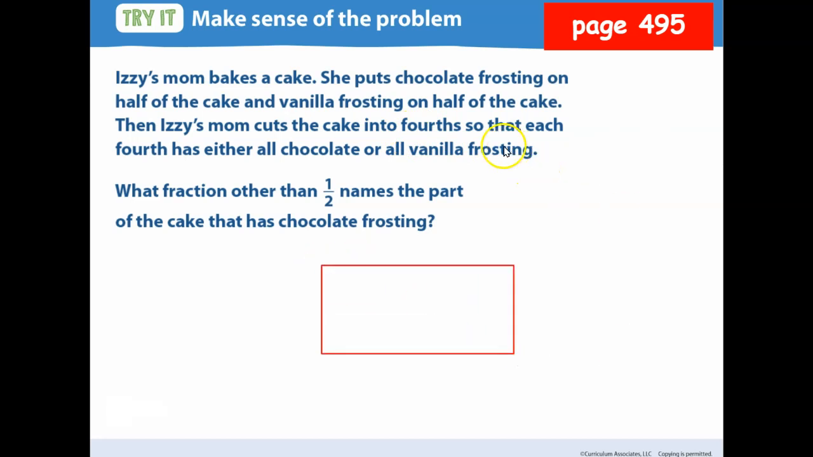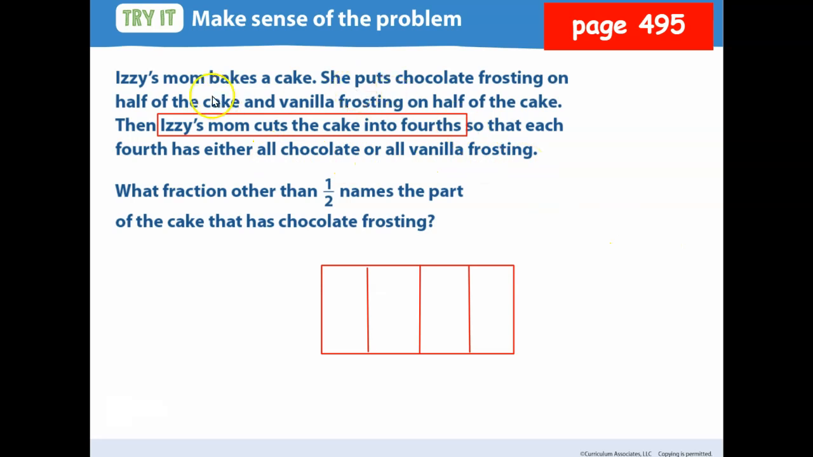okay, first I need to cut it into what? What does it say? Look, I just read it. It says Izzy's mom cuts the cake into what? Fourths. So how many pieces am I going to need? 4 of them. Just cut it down the middle. And then cut it down the middle again on each one of those. When it says fourths, that means I have 4 sections. Okay. So each fourth is either all chocolate or all vanilla.